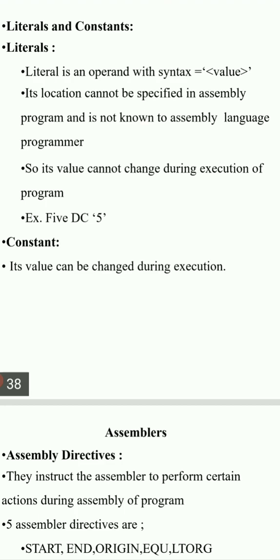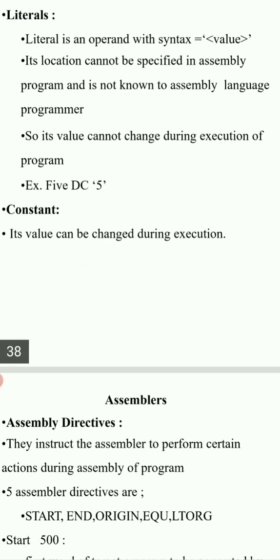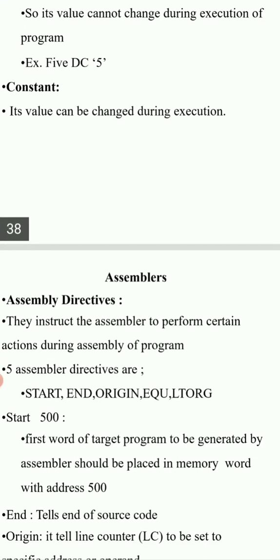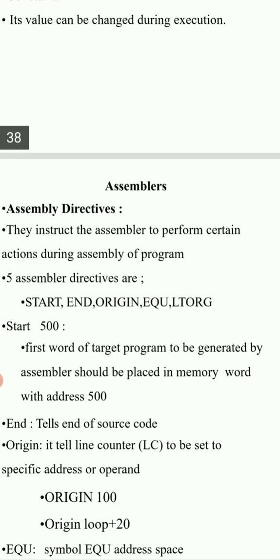Now we are supposed to study the assembly directives. They instruct the assembler to perform certain actions during the assembly of a program. There are 5 assembly directives we can use to write the program. These are START, END, ORIGIN, EQU meaning equate, and LTORG. We will see all of these.